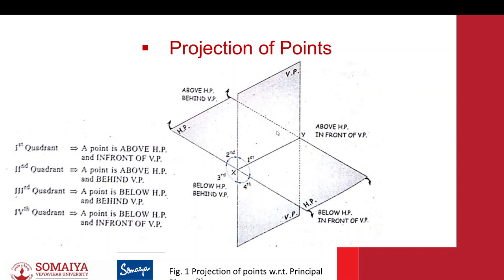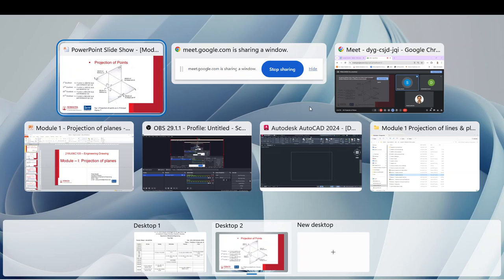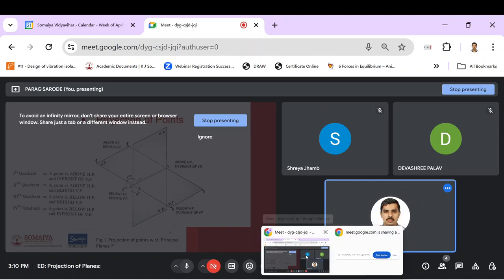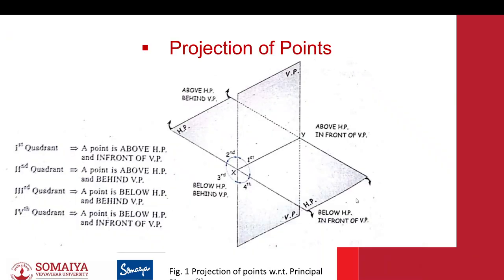Sir, Aditya is telling that he is not able to join. Okay. He is getting the message that he can't join this video call. Probably he might have to use his Somaiya ID, because this is limited to only Somaiya students, probably. Yes, sir, I have told him. Okay.